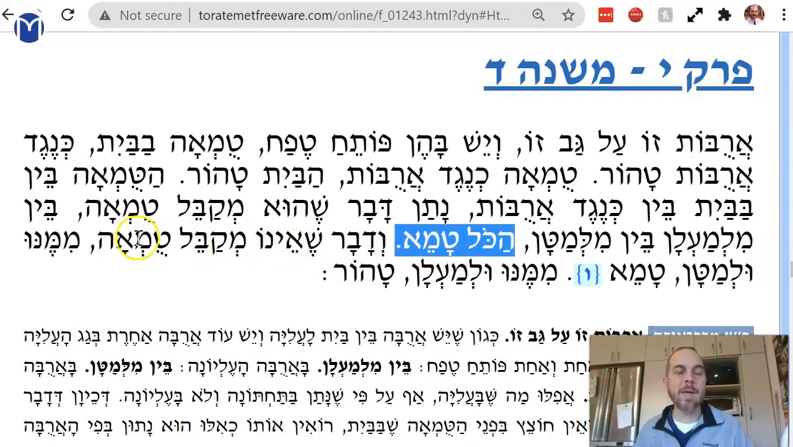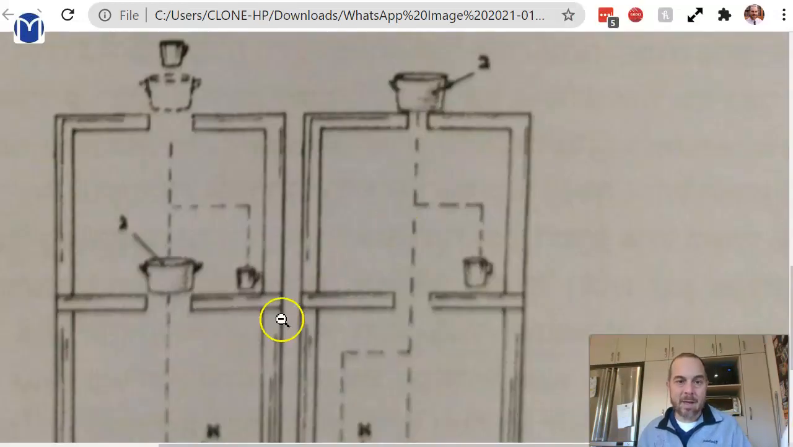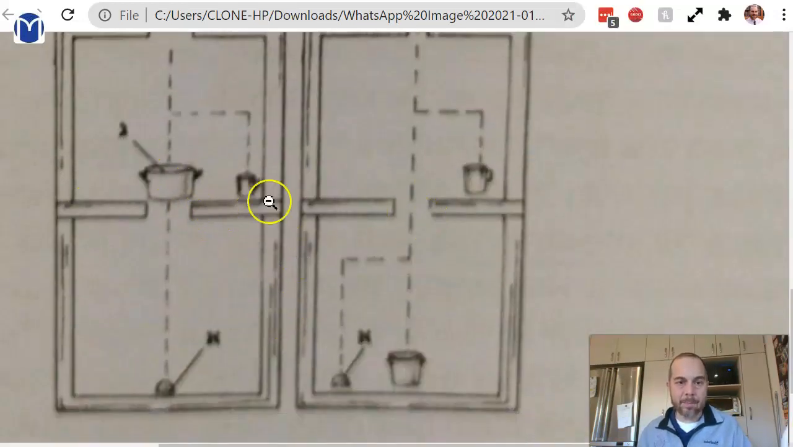But davar sheeno mekabel tumah, let's say you put like a plank or whatever, something that's not mekabel tumah in the skylight, then in the lower skylight, mimenu ulematan tameh. Therefore, the bottom level would be tameh. Mimenu ulemalan tahor. So he says, if it's not a kli here, you didn't put a kli here, but you put like a plank here or a board, then this area would be tameh, while this area would be tahor.